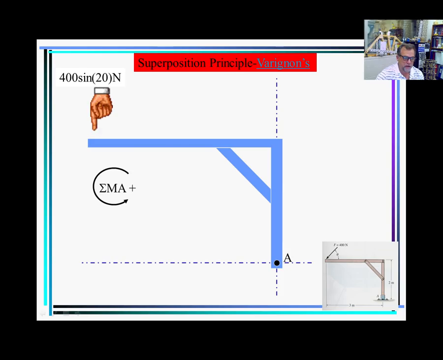So I'm gonna calculate that effect, and I'm assuming, just for the sake of adding or subtracting, that everything that goes counterclockwise, I'm gonna say that is positive. Clockwise will be negative. So force times distance, right? What is the force? The force is 400 sine of 20.